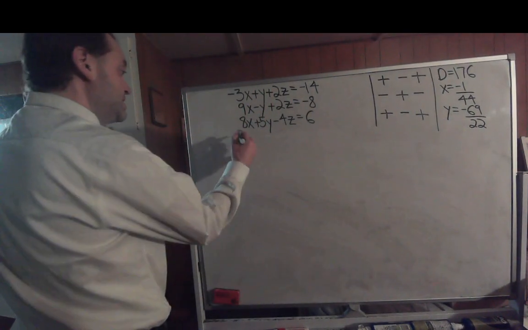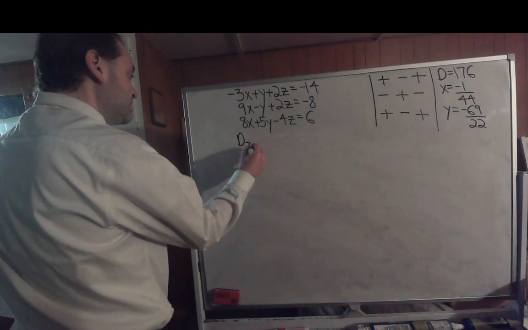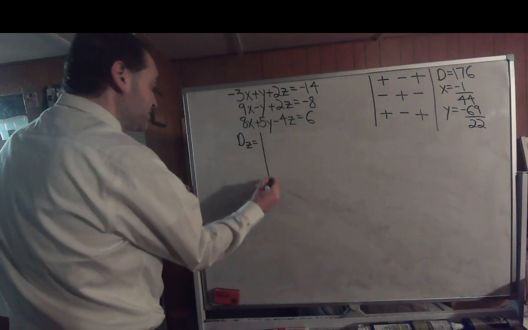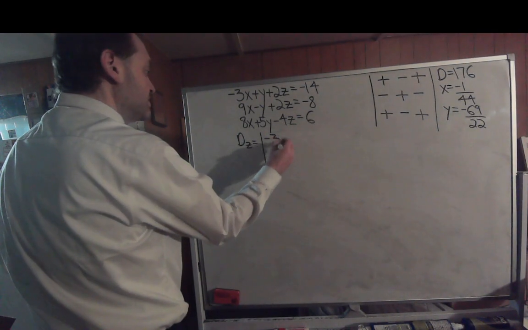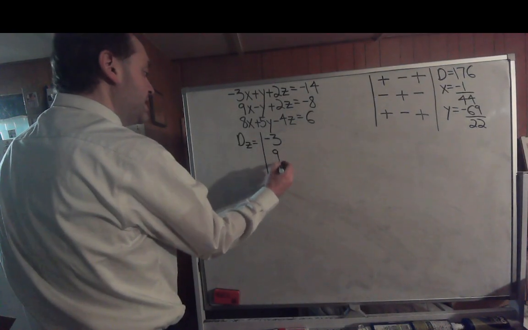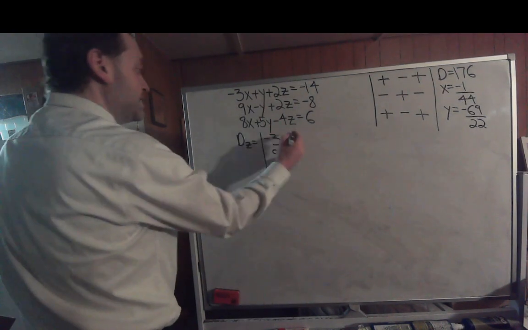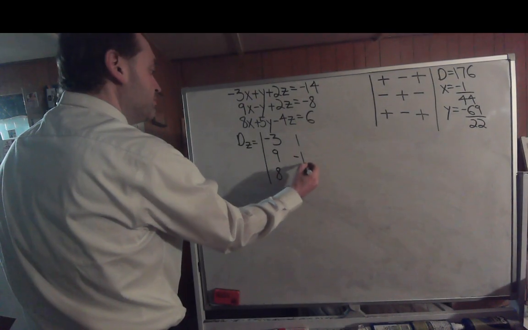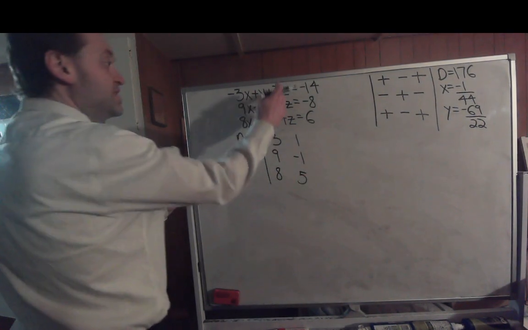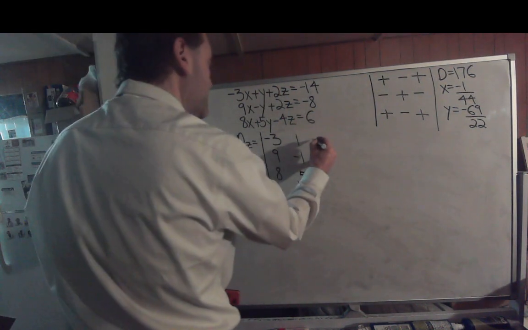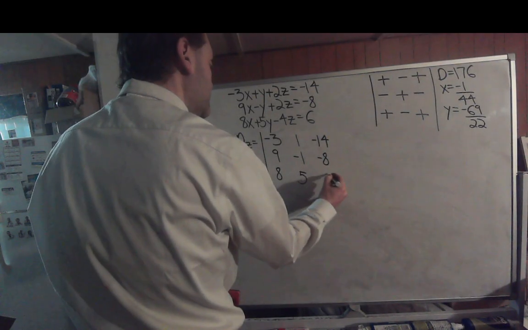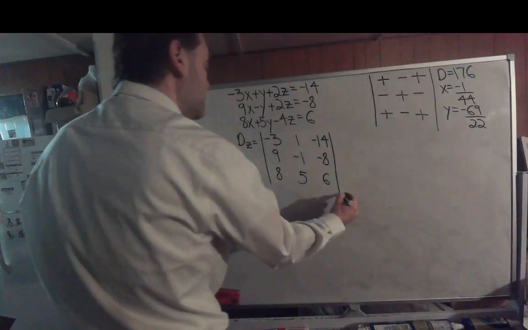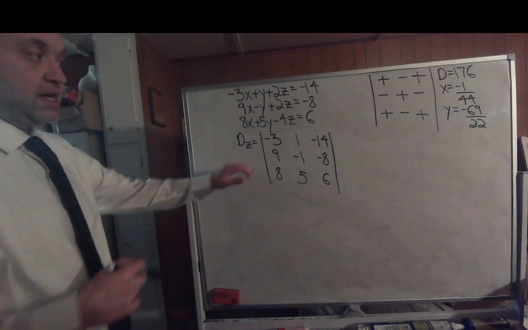Alright, so d sub z. To solve for that, leave your x and y coefficients alone. So your x's are negative 3, 9, and 8. Your y's will still be 1, negative 1, and 5. But all your z coefficients you're going to replace with that negative 14, negative 8, and 6. So there's your d sub z determinant.